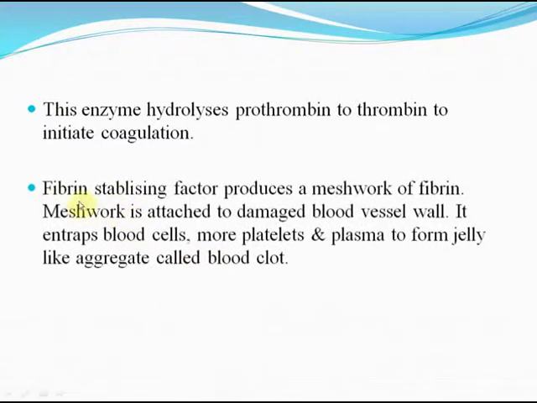The next and final step is that fibrin stabilizing factor, a clotting factor, produces a meshwork of fibrin which is attached to the blood vessel wall. In this network of fibrin, blood cells, platelets and plasma are entrapped to form a jelly-like aggregate called a blood clot.